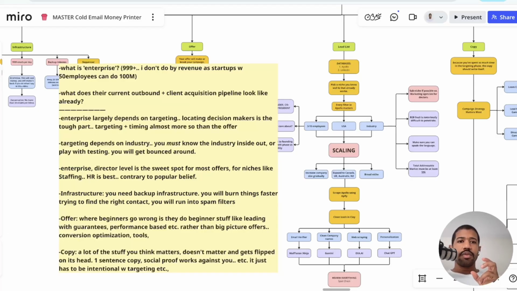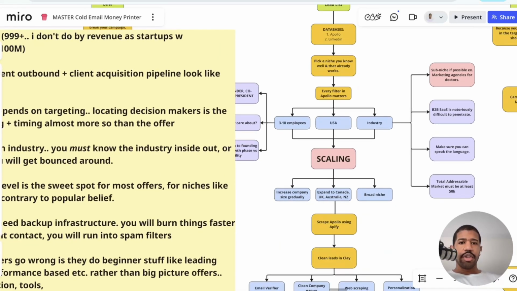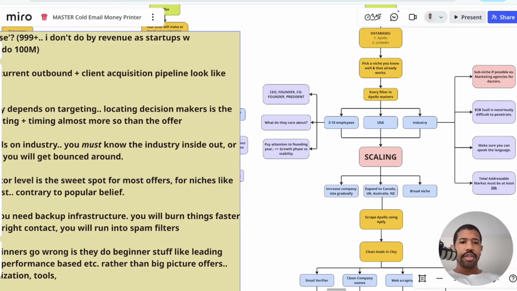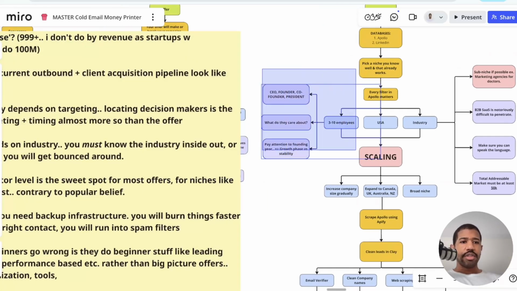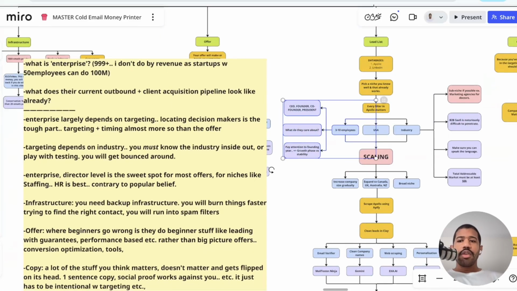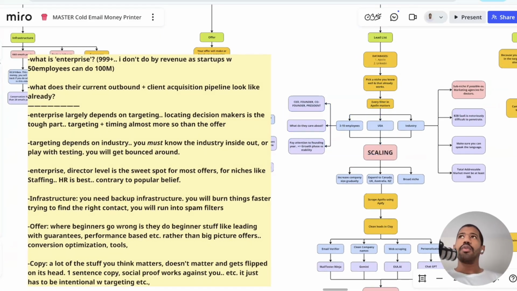Enterprise, especially for cold outbound, largely depends on targeting and timing. Those two T's, targeting and timing, matter almost more so than the offer. I'd say they're just about equal. The next thing, and I'm going to zoom in just a little bit here, because we're going to talk about targeting, that's this right here. Targeting at the enterprise level really starts to change with the industry as well.